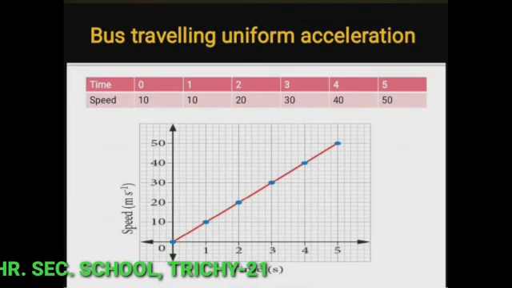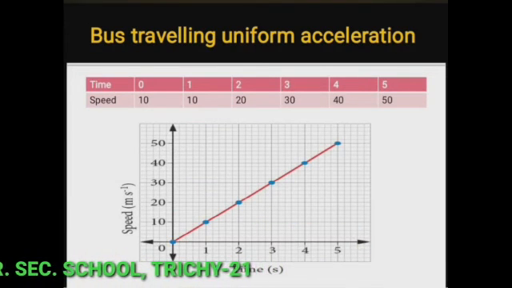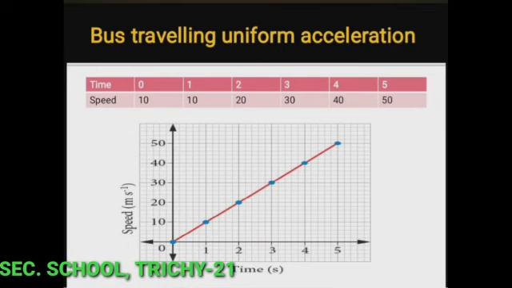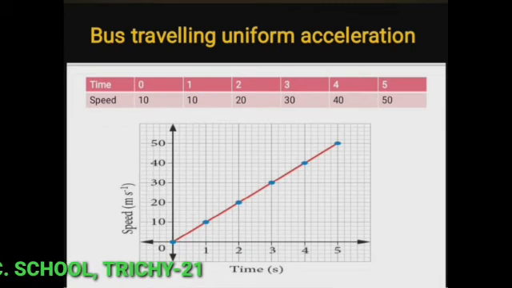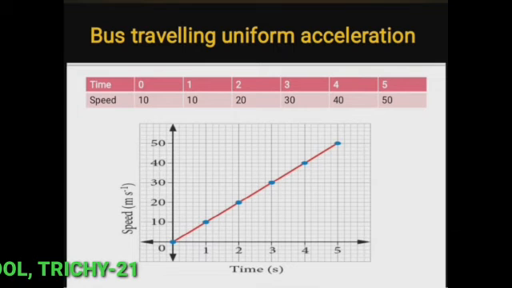Next, bus traveling with uniform acceleration. So here the data are at 0 second 10 meter per second, then for 1 second 10, then for 2 second 20 meter per second, then for 3 second the speed of the bus is 30 meter per second. So like that it goes. So here the speed of the bus increases by 10 meter per second, 10, 20, 30, 40, 50. So the graph has a positive and constant gradient and the acceleration is constant here.